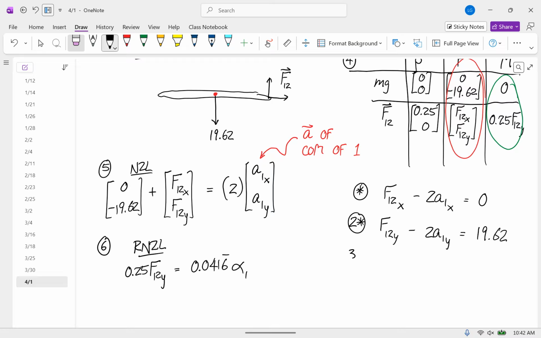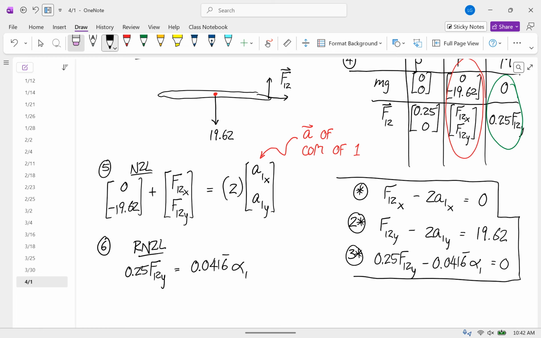And equation 3 star says 0.25 F12y minus 0.0416 repeating alpha 1 is equal to 0. I'm just getting all the variables on one side and all the constants over on the other side.